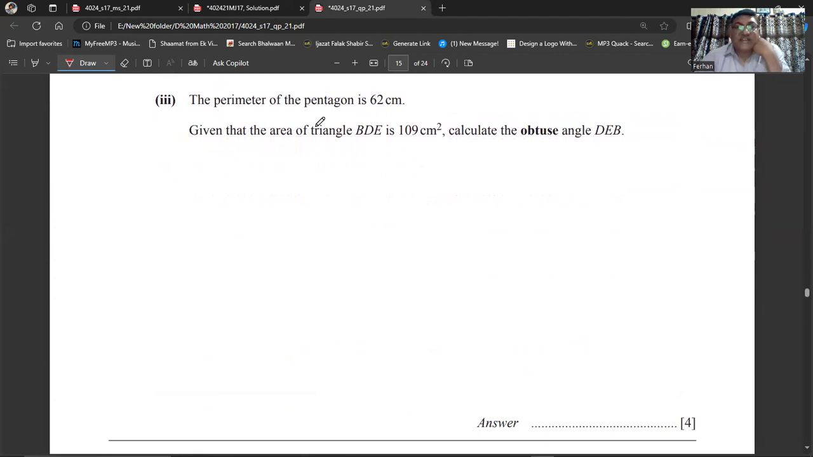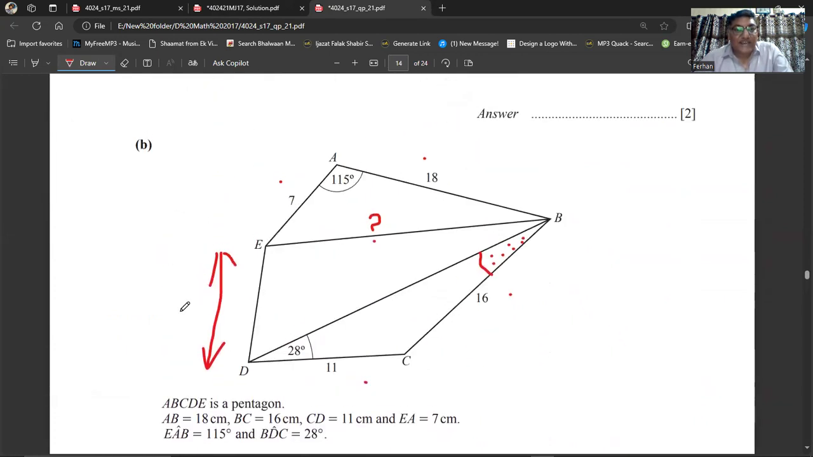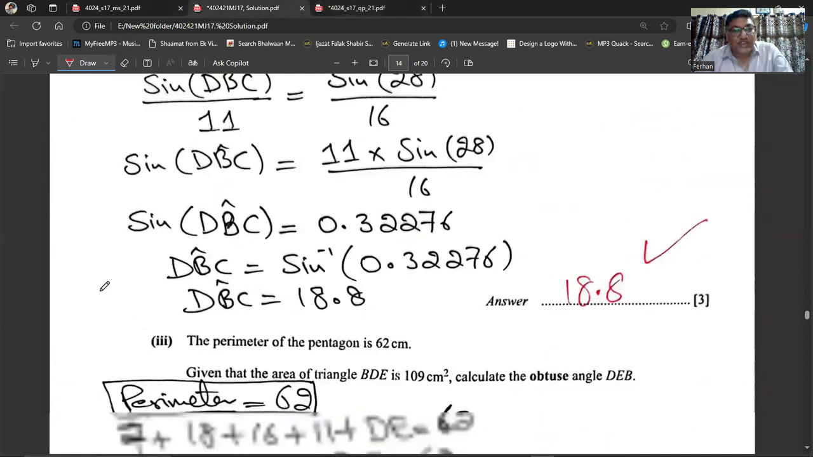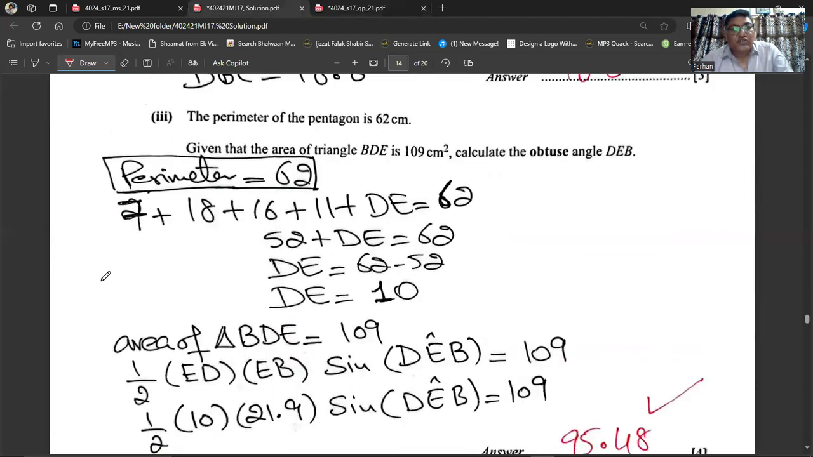Then the question is, given that the area of the triangle BDE is 109. If you know the area of that triangle, you can find that angle also. Once I know this side, the area of this triangle is also given, and they are asking me to find this angle, which is an obtuse angle. So let me show you.